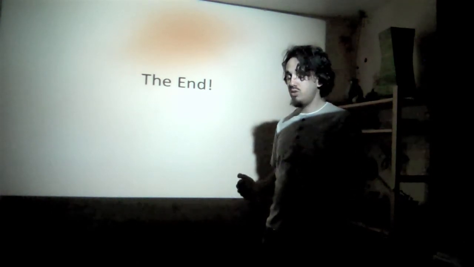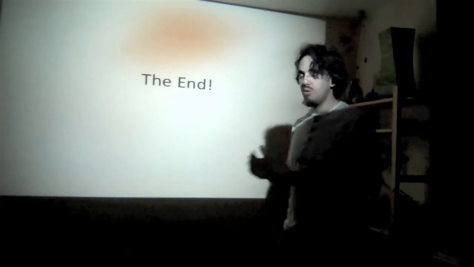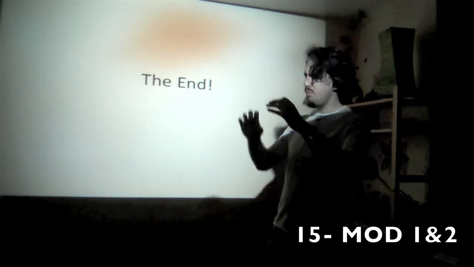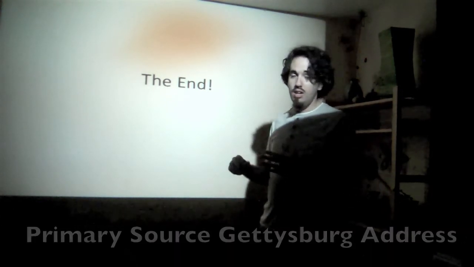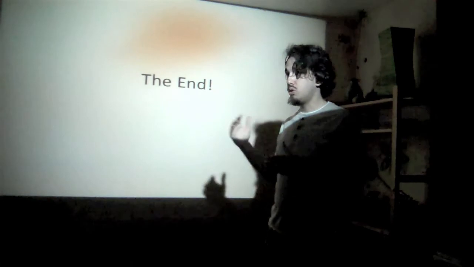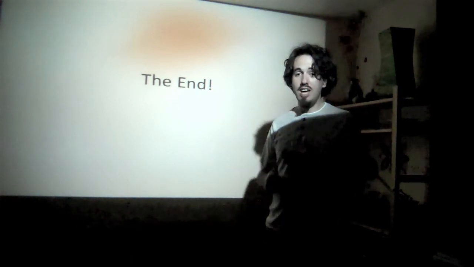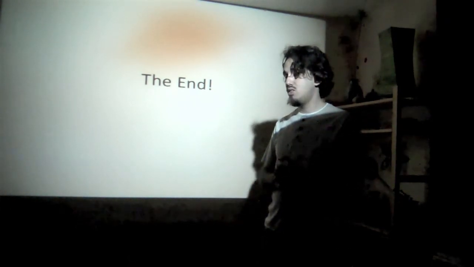Like I said, the primary source you're looking at is the Gettysburg Address. That document is on the classwork and homework section. You can download it. It's going to be 15 mods 1 and 2, and then the document name. In this case, it's going to be primary source Gettysburg Address. And you're going to download that and do that along with the warm-up. Bring those into class.